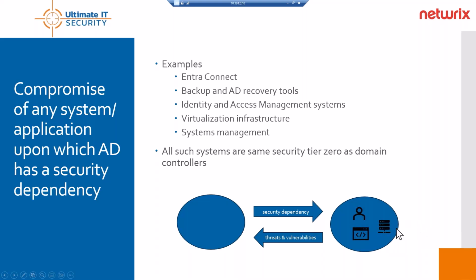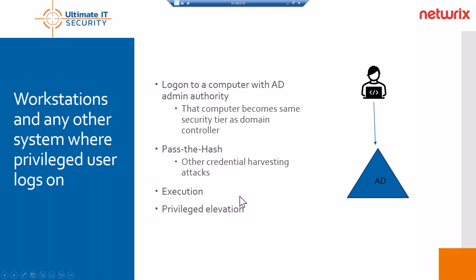So basically, whatever vulnerabilities or attack surface or threats that this server has, we should consider Active Directory as inheriting all of those vulnerabilities, its attack surface expanding to be, additively, whatever the attack surface is of that system upon which it has a security dependency. So what are the security dependencies of your Active Directory?